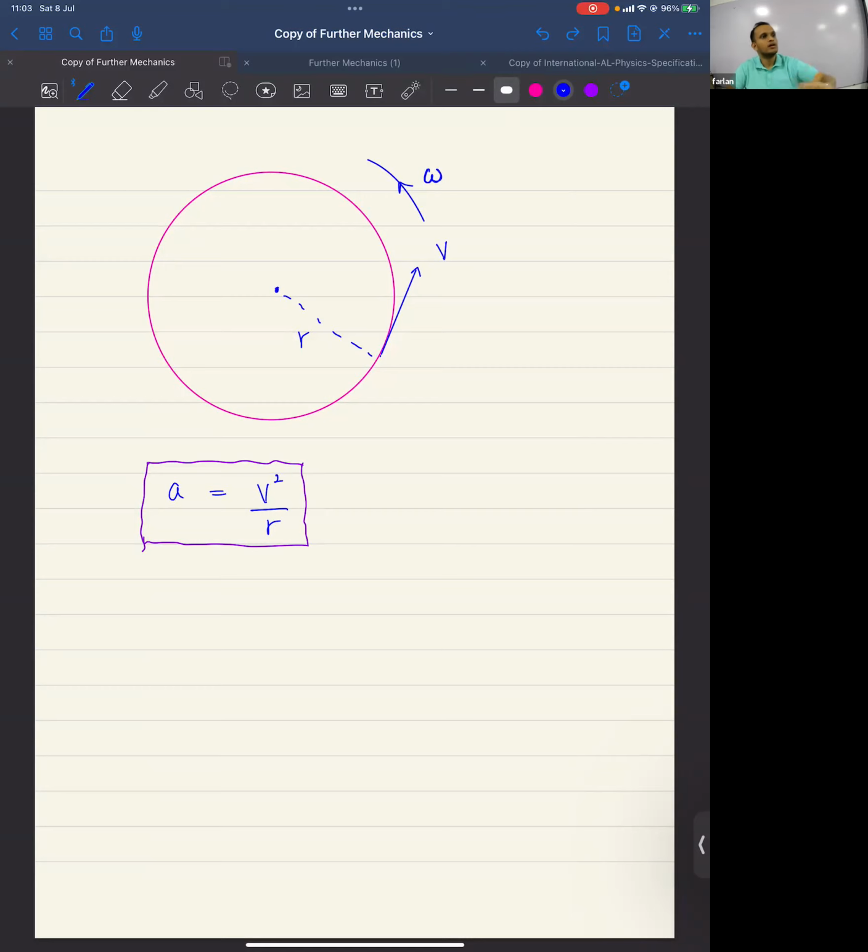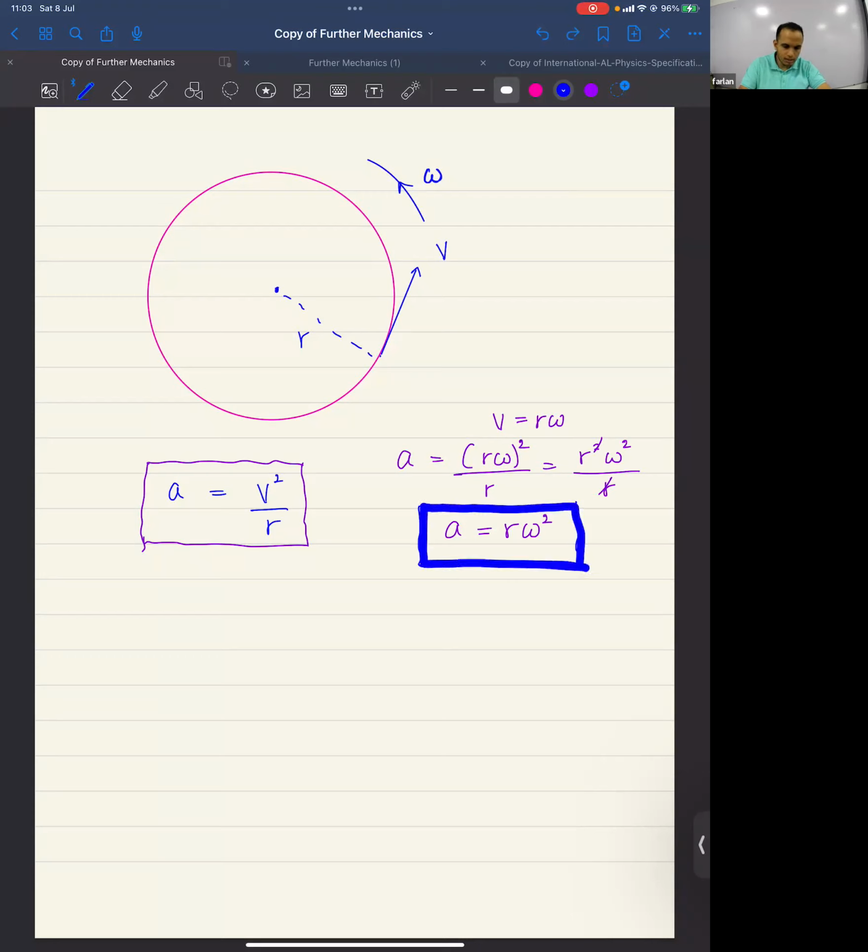What is the relationship between v and omega? V is equal to r omega. So guys, if you replace v with r omega, it will be r squared omega squared over r. Then you get another equation for the centripetal acceleration in terms of omega: a equals r omega squared. Take down that as well.